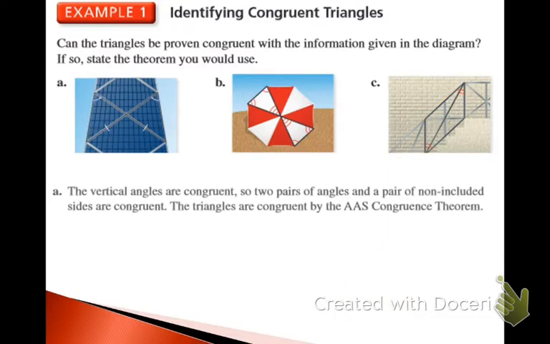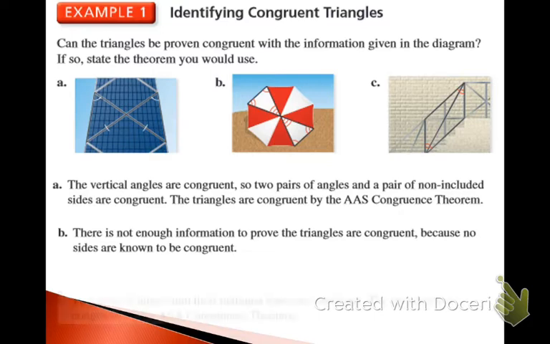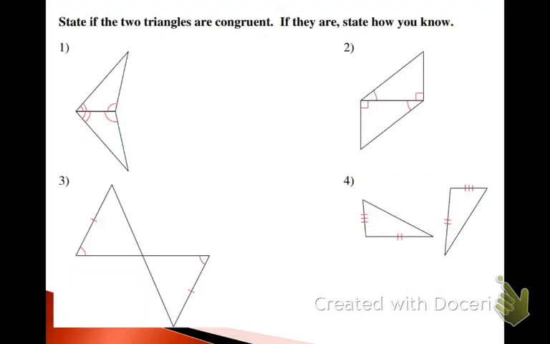Mine's just going to pop up a bunch of words. We've already written this down. And then this is the last one. State if the two triangles are congruent. If they are, state how you know. So doing the same exact thing. What do we think about the first?